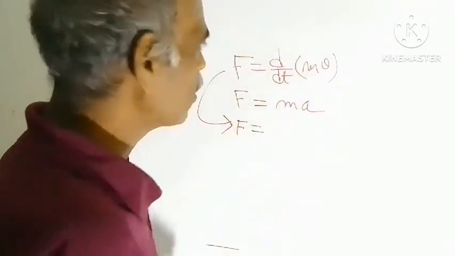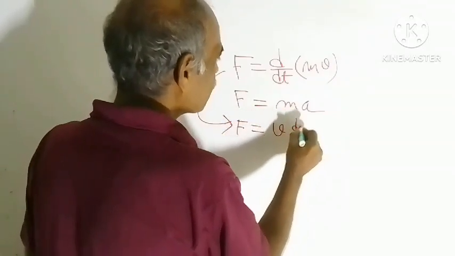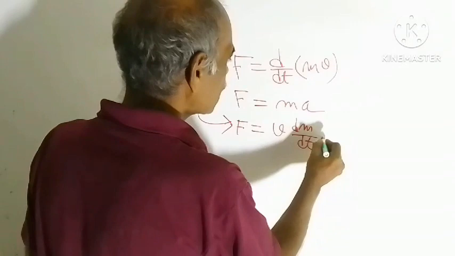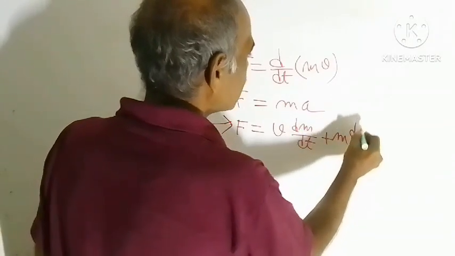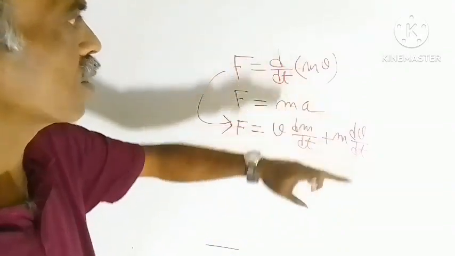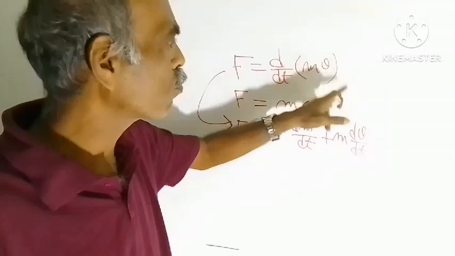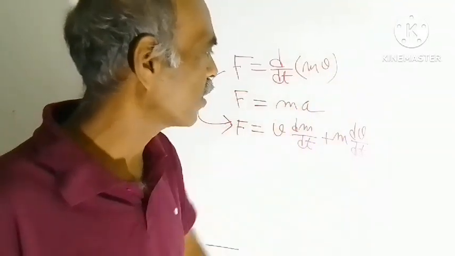Say M is a variable. In that case, you can write that thing as V dm/dt plus M dv/dt. We should write it this way. This is the product of M and V, so the derivative of the product of M and V can be written this way.